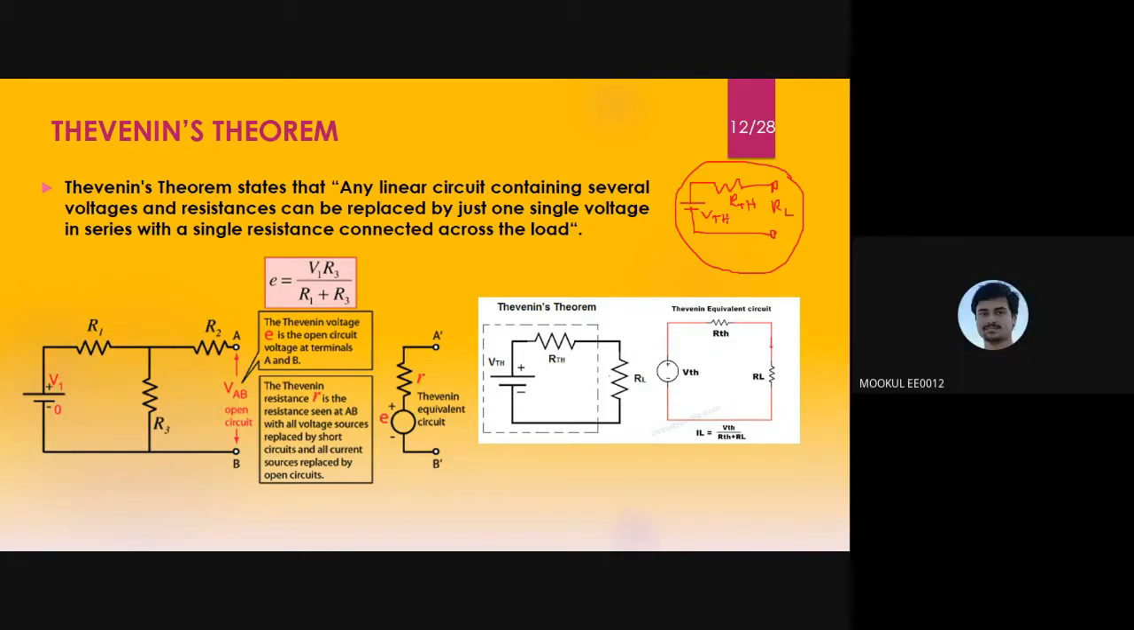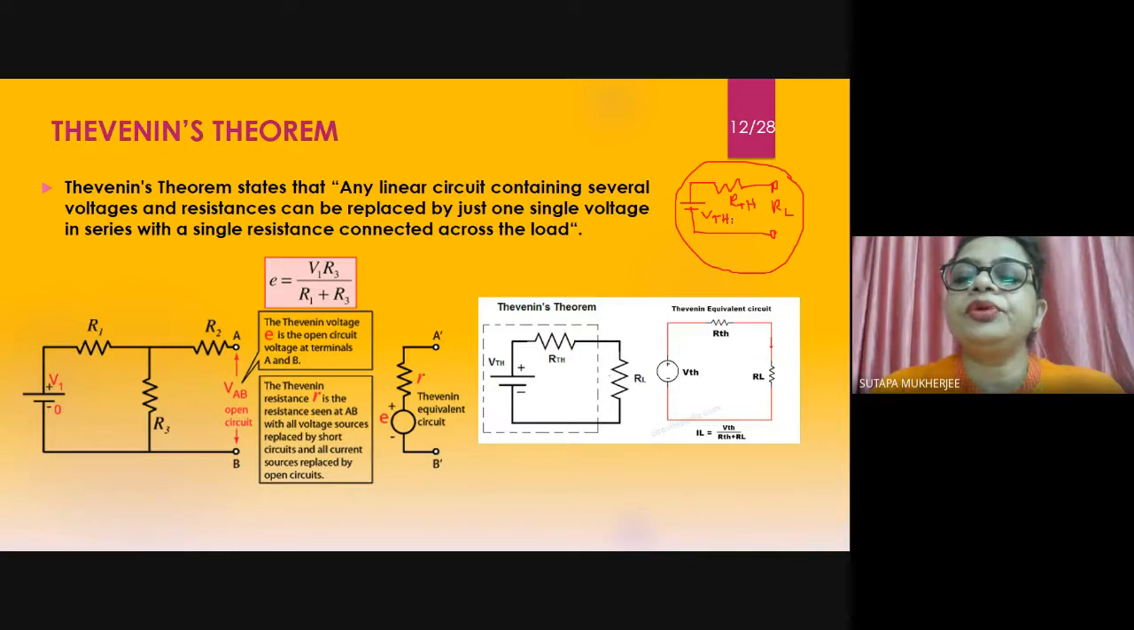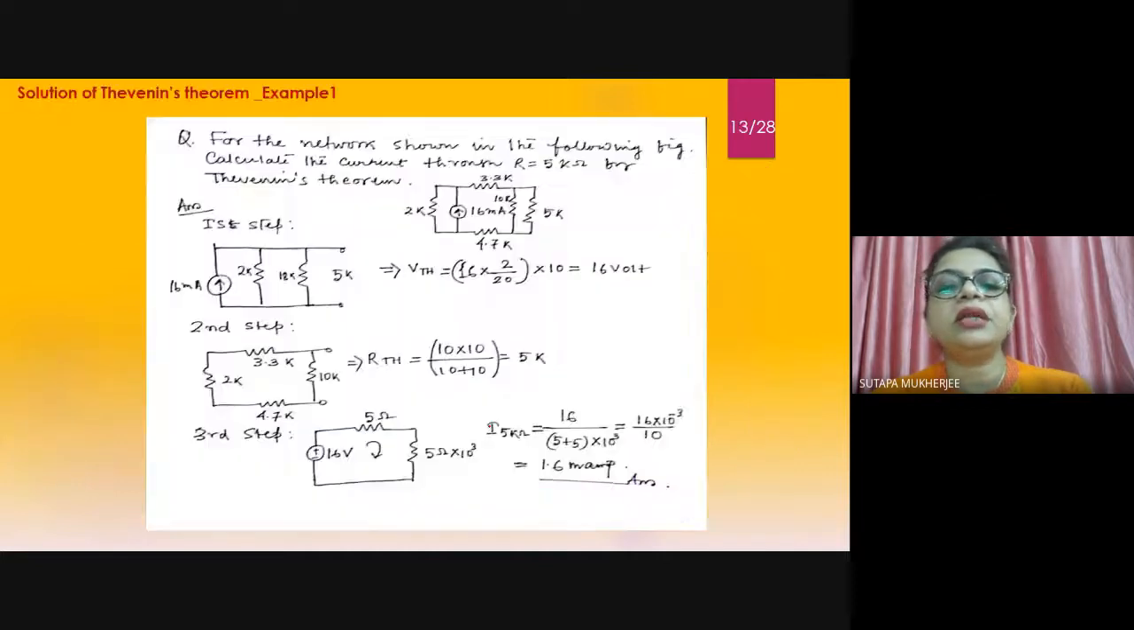Yes, but the problem is that you have to know the procedure. How can you determine VTH and how can you determine RTH? This is the method of Thevenin's theorem, but you have to know the method. Unless you know the method, you are not able to do the solution using Thevenin's theorem. So how can you do it? I think it will be better if I consider a problem.